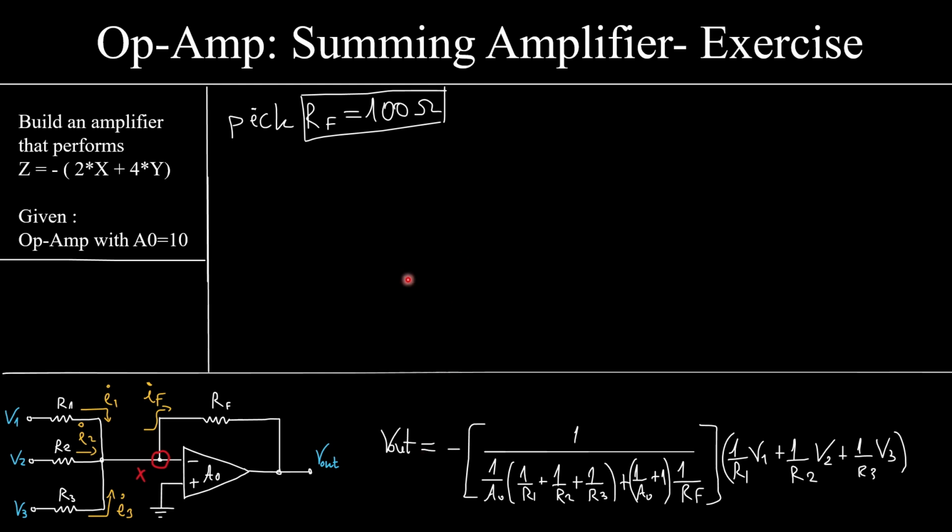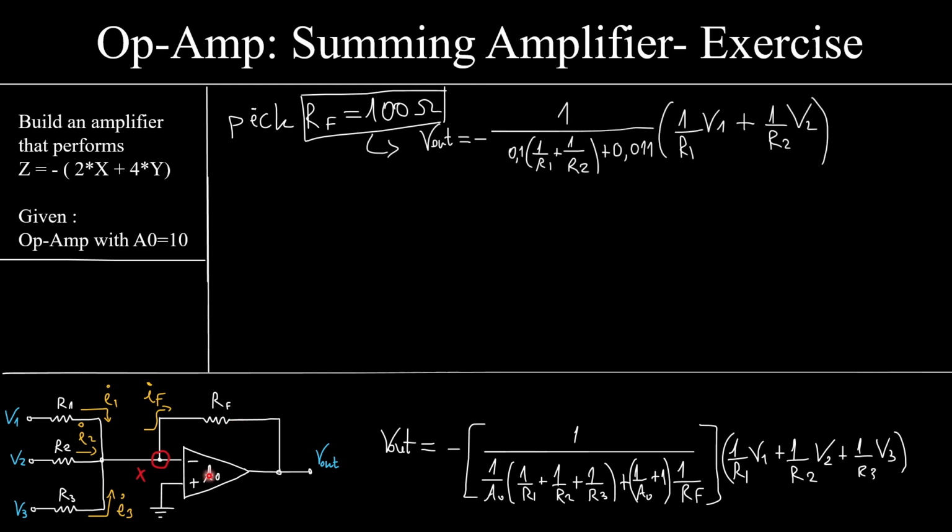Now I will pick an RF of 100 ohms. I can buy this very cheaply. It's very easy to find, and it's a very reasonable value for the feedback resistor. And I take this equation. Now I don't have a third signal, obviously. I have 2 signals here. And I replace all my known values, or my known quantities. I replace A0, I replace RF, all right, and I have this equation here.